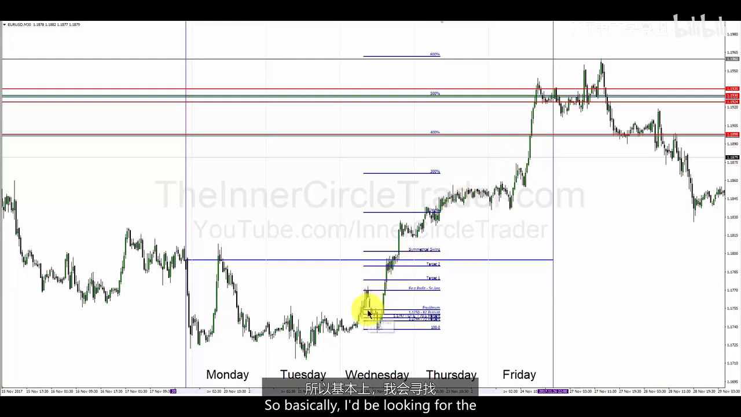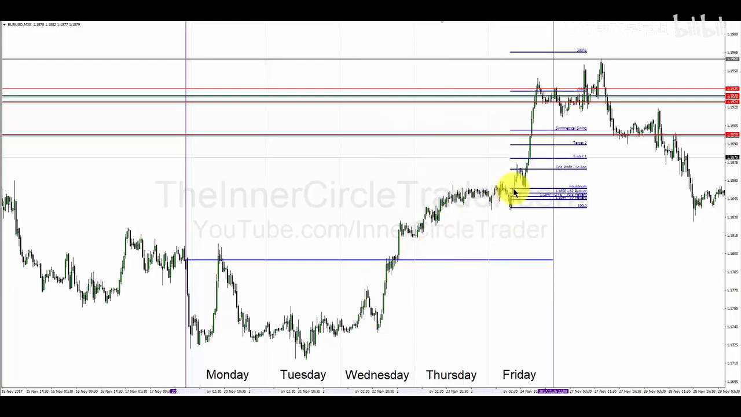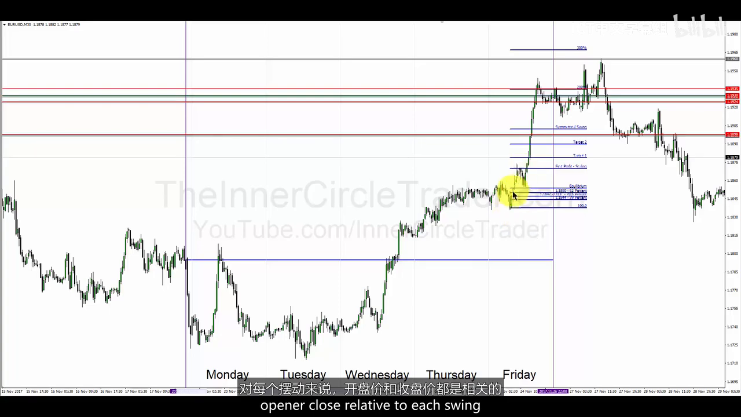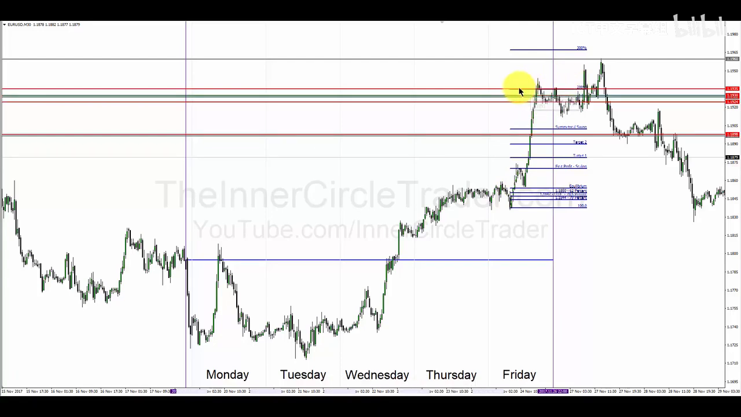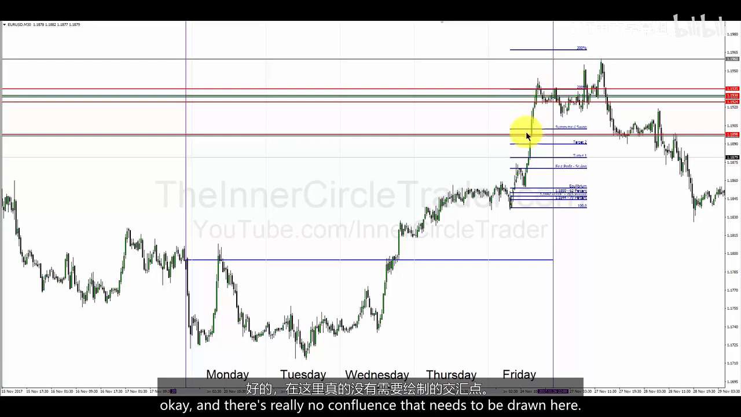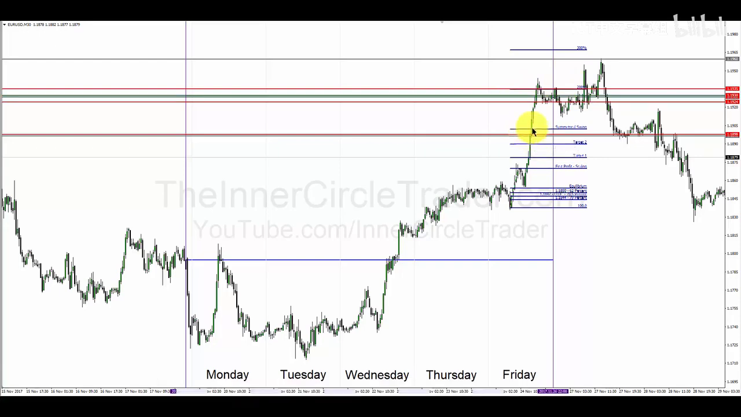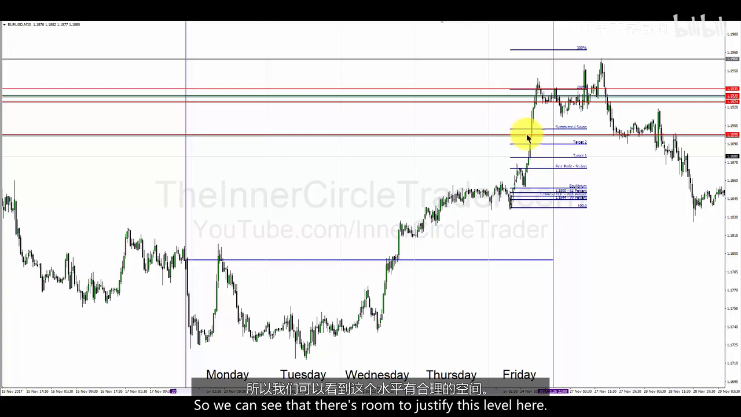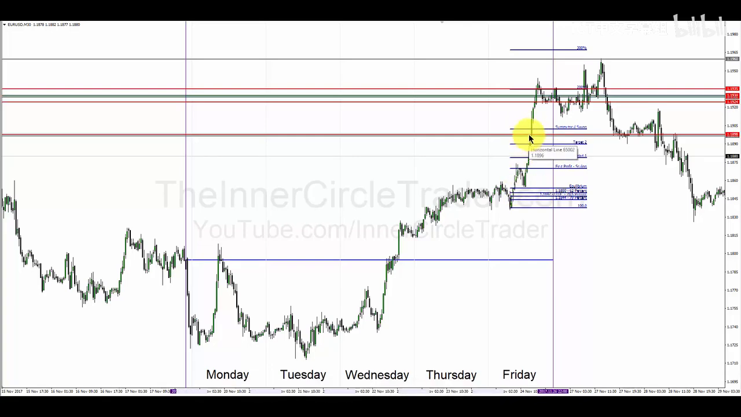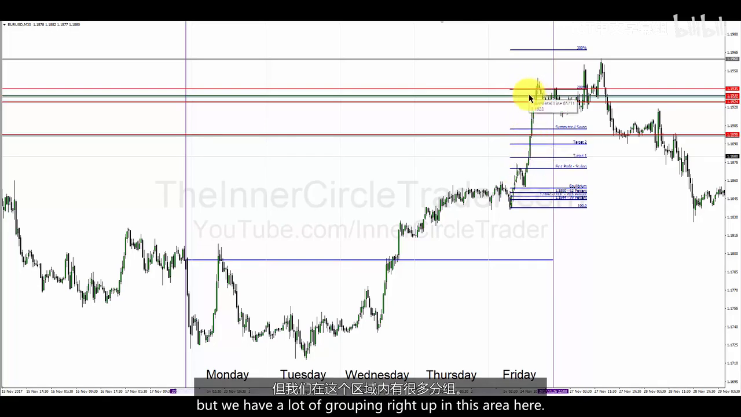Right away, I'd be looking for the highest body, the close. I'm sorry, the highest and lowest open or close relative to each swing high and low here. And I'd look for another extension, and we don't need to draw another one because it's right on here. It's 200 extension. Okay, and there's really no confluence that needs to be drawn here. So we can see that there's room to justify this level here. This would be a target, but we have a lot of grouping right up in this area here.